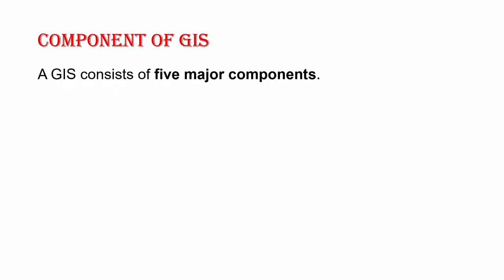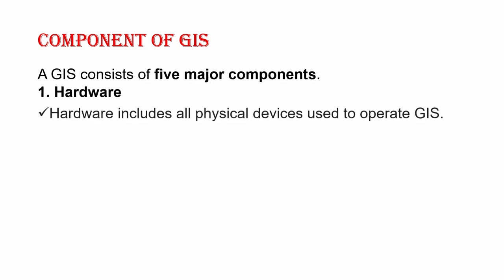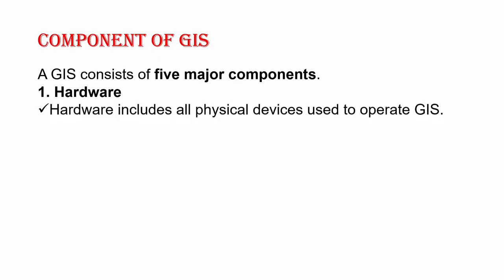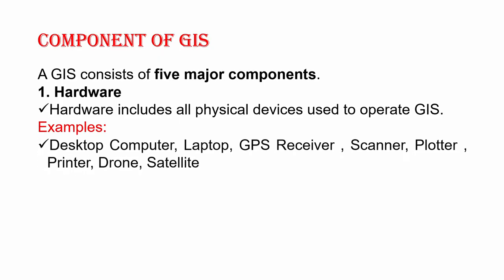Now, the components. GIS has 5 major components. Hardware. Hardware includes all physical devices used to operate GIS. For example, desktop, laptop, GPS receiver, scanner, plotter, printer, drone, satellite, etc.